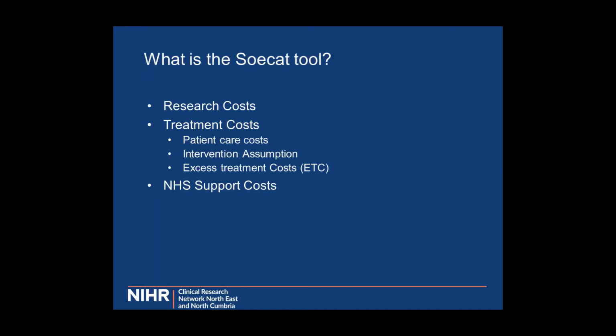Most NIHR grant applications usually have two stages. In the first stage, they won't ask for a SoECAT. In the second stage, they do. So it's something to really get engaged with early. And there is plenty of support out there with CRNs who can help you fill it in, or if you need advice, they're there at your local CRN.